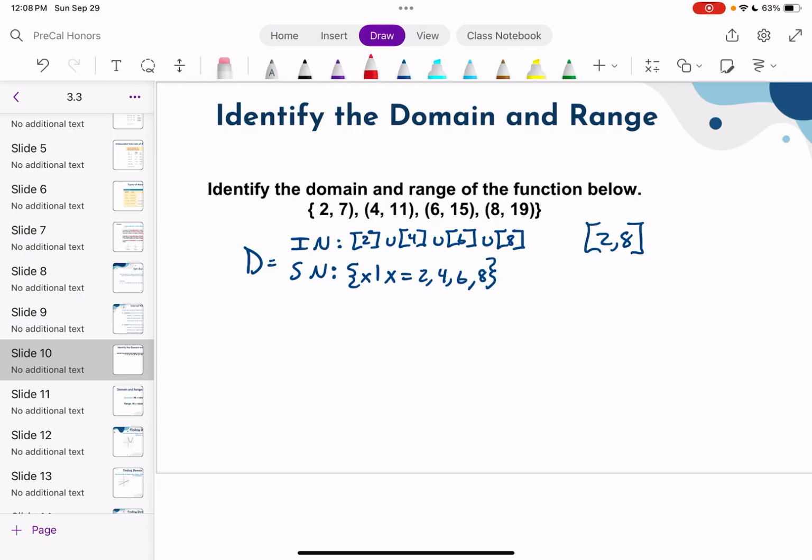Let's go ahead and take a look at our range. In our range, once again, we can write this in interval notation and set notation. For interval notation, once again, we are starting off with the individual numbers and placing them in between unions. So 7 within brackets in union with 11, in union with 15, in union with 19.